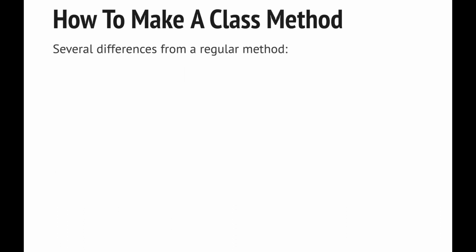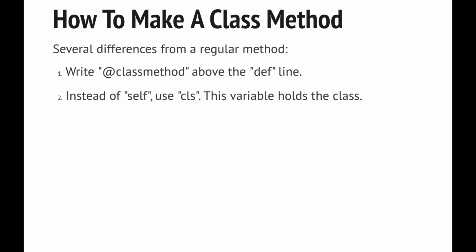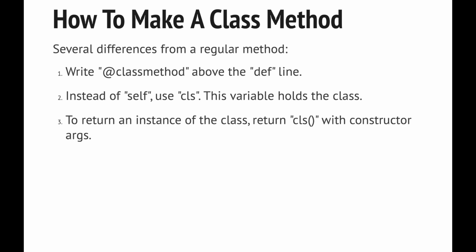So how do you make a class method? You still use def, but there are several differences. First, you write @classmethod on the line before the def. This is what Python calls a decorator, and it makes it a class method instead of a regular one. Next, you don't use self. Instead, you use cls, an argument whose name is those three letters. That variable is going to hold the class itself, by the way, because the class method is going to return a new instance of the class. And the way it'll do that is by writing cls, open parenthesis, and then the constructor arguments. Okay, that's the high-level overview. Let's see how it actually works.